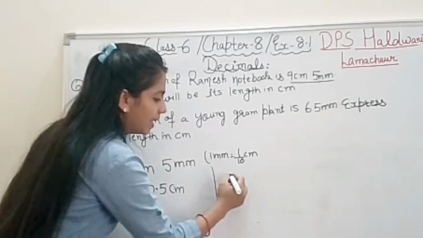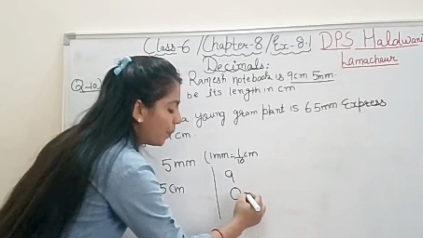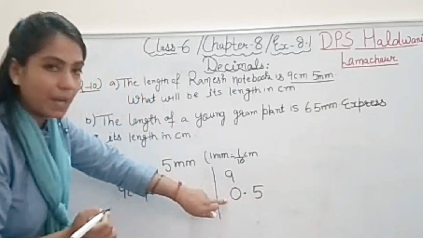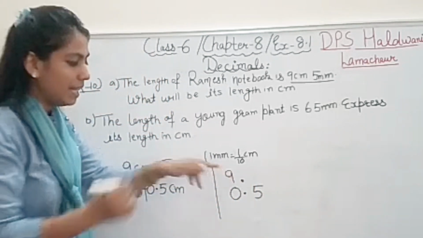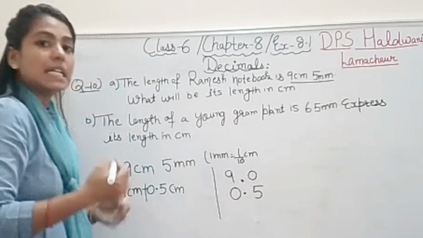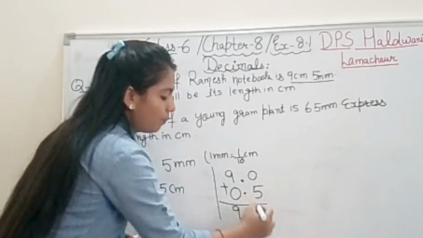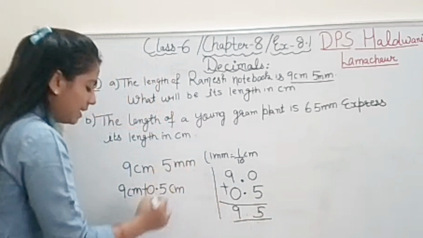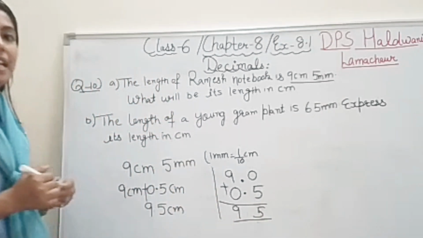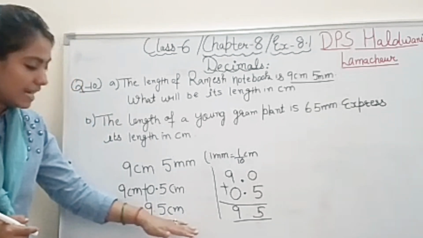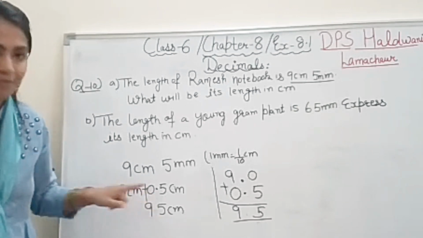Now see, 9 plus 0.5. Whole number part will add with whole number and decimal under decimal, and there is nothing, so there will be 0. So answer will be 9 plus 0, 9. 0 plus 5, 5. So answer is 9.5 centimeter. The length of the notebook is 9.5 centimeter. That is 9 centimeter 5 millimeter.